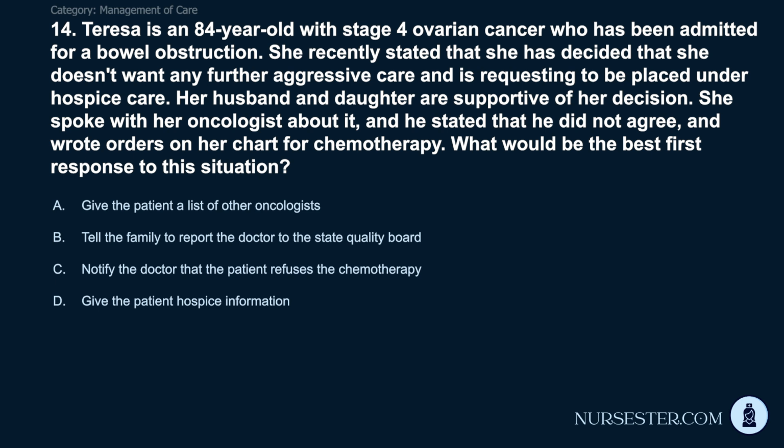A. Give the patient a list of other oncologists. B. Tell the family to report the doctor to the State Quality Board. C. Notify the doctor that the patient refuses the chemotherapy. D. Give the patient hospice information. Correct answer. C. Notify the doctor that the patient refuses the chemotherapy.